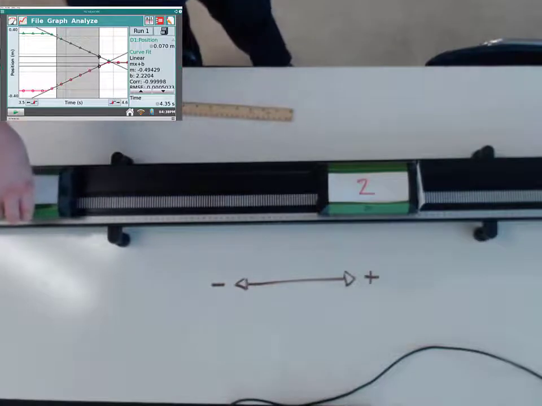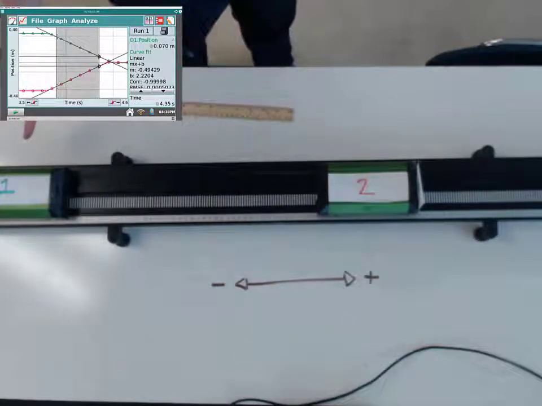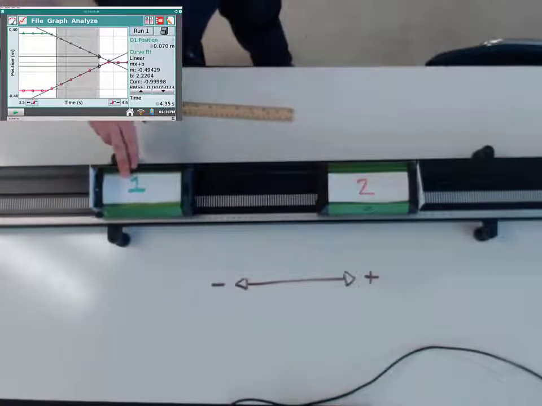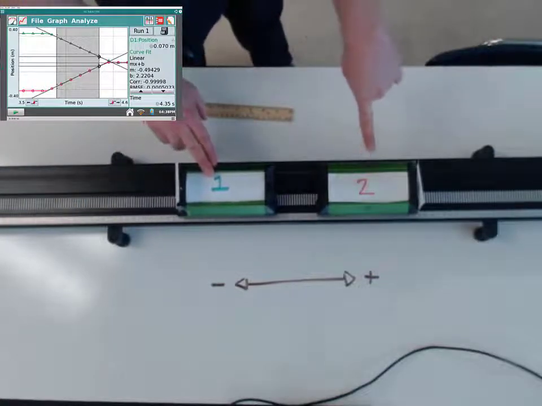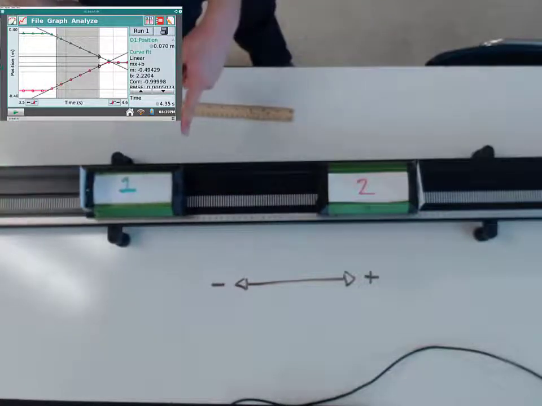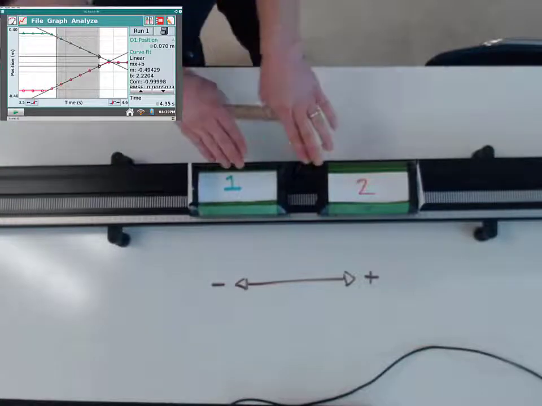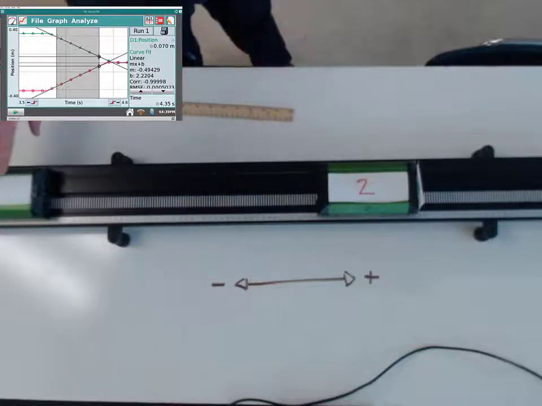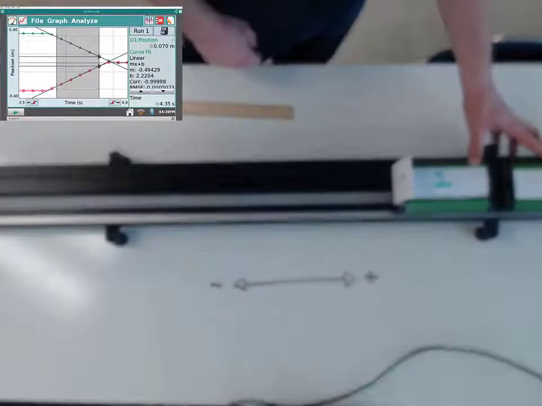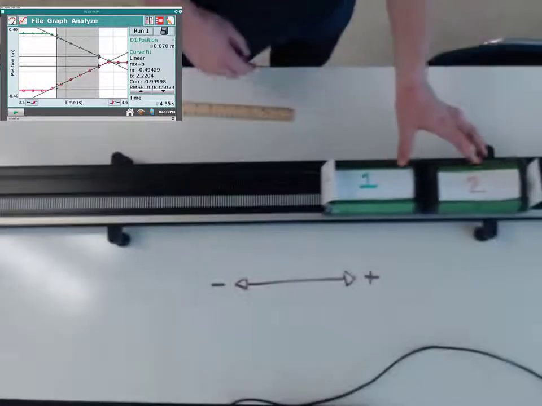And then I'm going to start cart number 1 over here on the left side. Cart number 1 is going to travel in the positive direction with a certain amount of momentum, and cart number 2 is going to start with 0 momentum. So the total momentum of our system to start will just be the momentum of cart 1. Then it's going to contact cart 2 and stick together. This is perfectly inelastic.